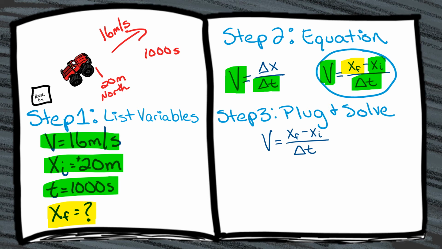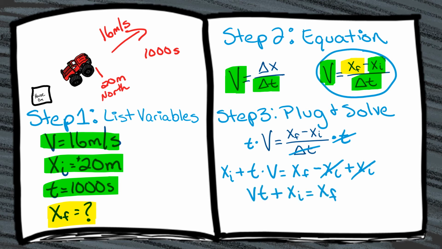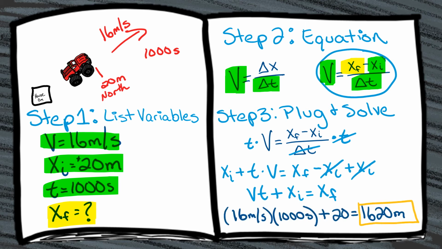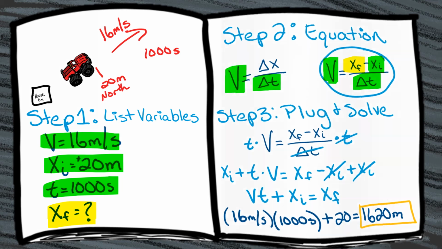Now, in this case, we need to solve for final position, so we need to move time to the other side by multiplying it on both sides, resulting in velocity times time equals final position minus initial position. Now we need to add initial position on both sides so that we can leave final position alone, resulting in velocity times time plus initial position, which equals final position. And then we just need to plug in the values, resulting in a final position of 16,020 meters from your house.